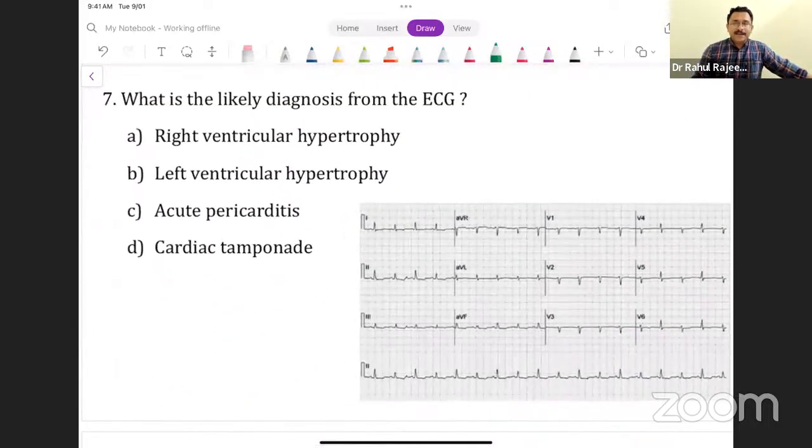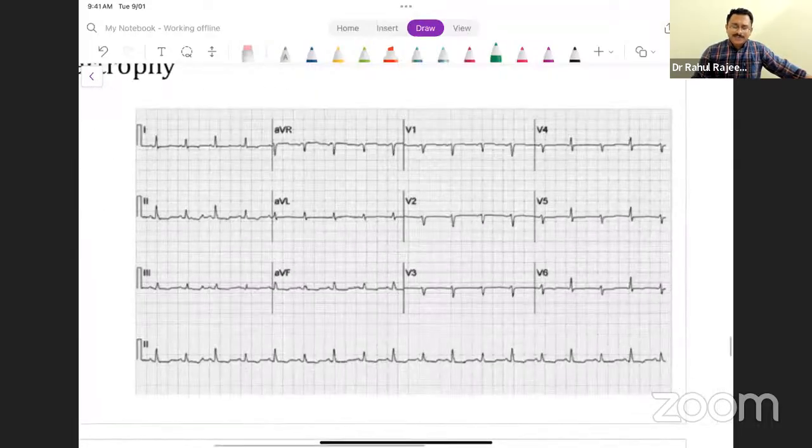What is the likely diagnosis from the ECG? Right ventricular hypertrophy, left ventricular hypertrophy, acute pericarditis, cardiac tamponade. Now, when I look at this ECG, just tell me something. I want you to answer. Indragni, Kartika, can you tell me? Looking at this ECG, are the voltages of the complexes overall reduced or magnified? What do you appreciate about the voltage of the complexes? Are they small or big?